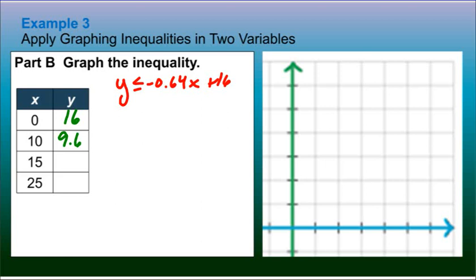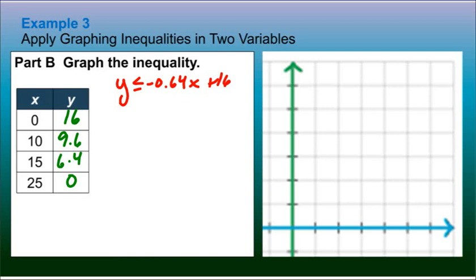And we have negative 0.64 times 15, add 16 to that, and we get 6.4. And if you have 25, so negative 0.64 times 25 plus 16 gives us 0. Now really we just need 2 main points on here.